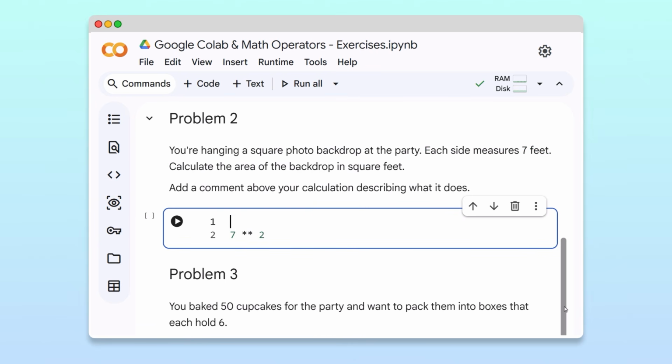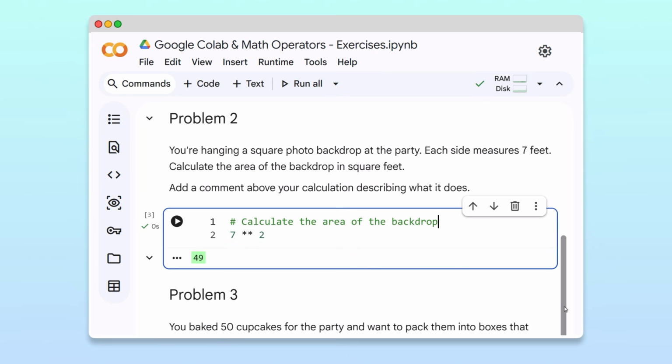To describe what this line does, we write a comment above it. Running the cell, we get 49. The comment sitting above our code is ignored by Python, but it's helpful for anyone reading the notebook later, including ourselves. Also, notice that we didn't use print to display the output. Since there's only one line in the cell, it's up to you whether or not to use the print function.